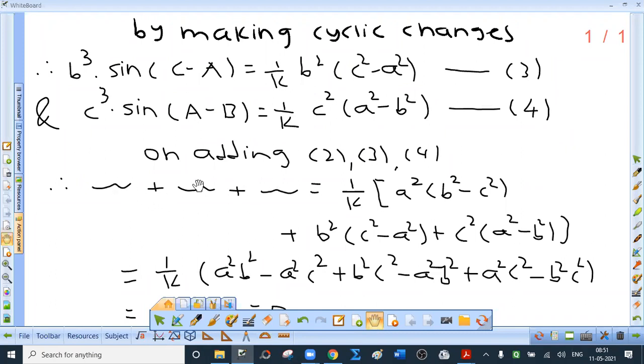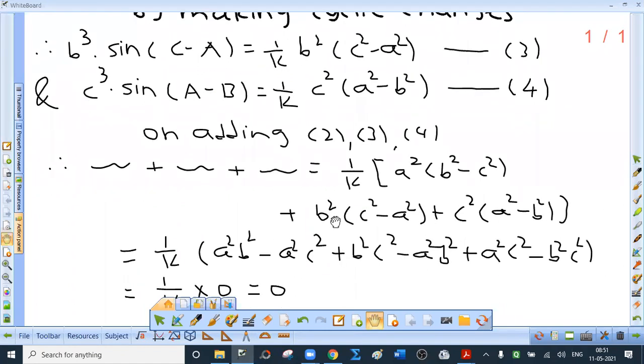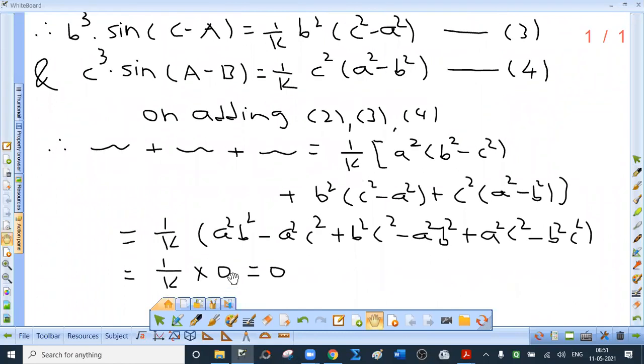Please do not write in this fashion. You have to actually write these terms. Now on the right hand side, take 1 upon k common to get in bracket a square into (b square minus c square) plus b square into (c square minus a square) plus c square into (a square minus b square). Open all the brackets. You will notice that you get 1 upon k into 0. Now k is not equal to 0. So 0 upon non-zero equal to 0.